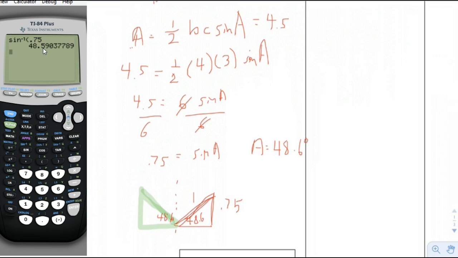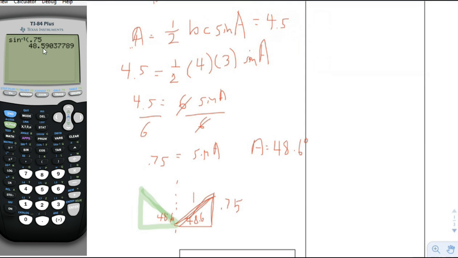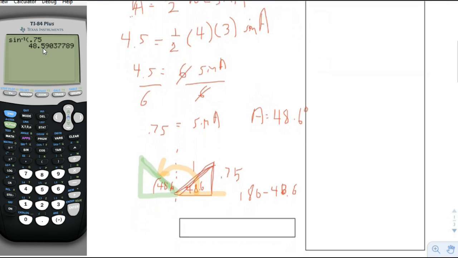And then if we were going to try to say what the measure is of this angle for the green triangle, we have to measure it from this 0 line. And we could see that that is basically 180 minus 48.6, right? So whenever you take the reflection about the vertical axis, what you want to do is take the angle and subtract it from 180 like that, okay? So let's find out what that is. 180 minus 48.6.